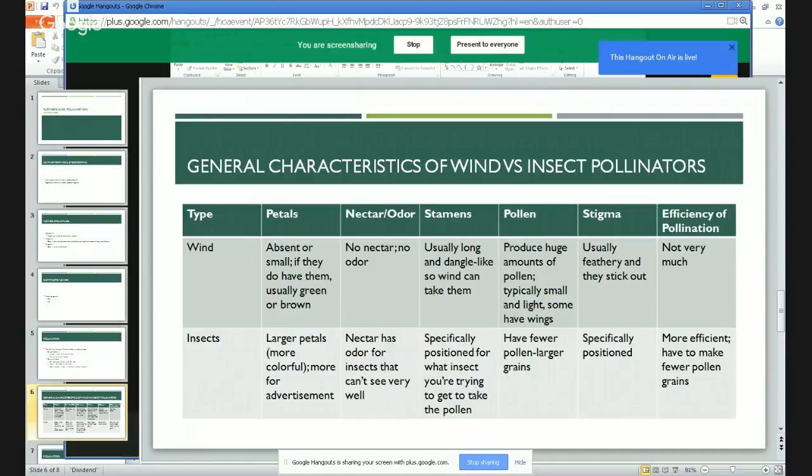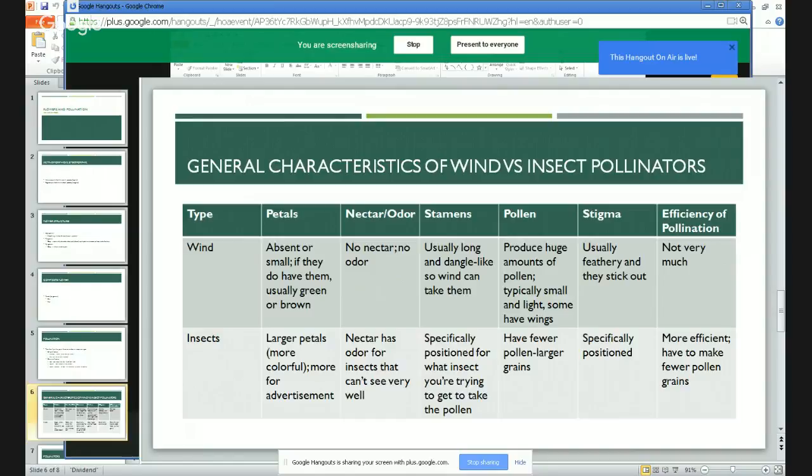With your stamens, for a wind-pollinated plant, they're usually longer and dangly, so that way when the wind blows, it's able to take the pollen with it. With insects, it's going to be specifically positioned so that the insect will have to brush up against it, so that way it will actually take and transport the pollen.